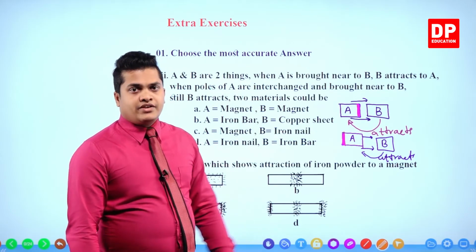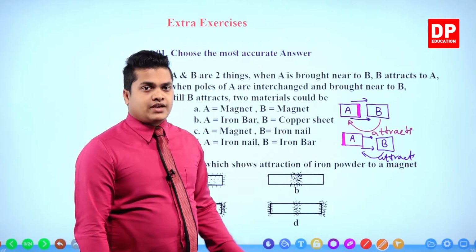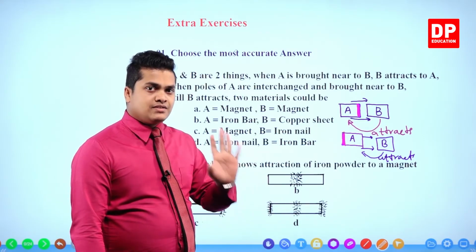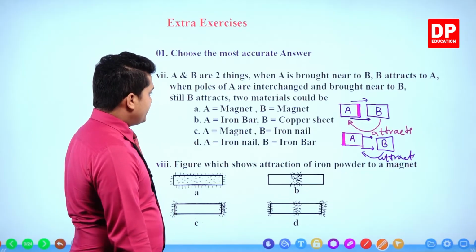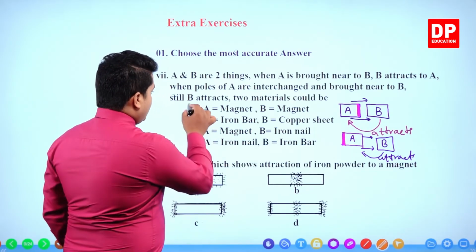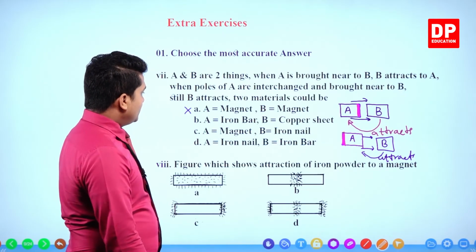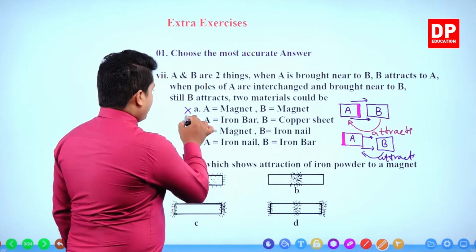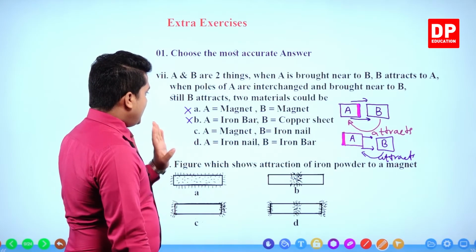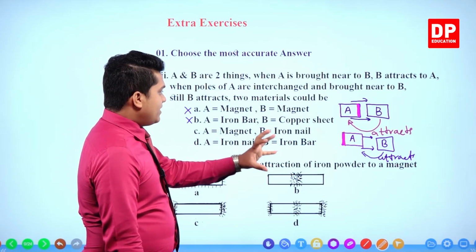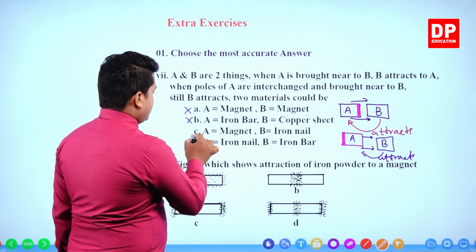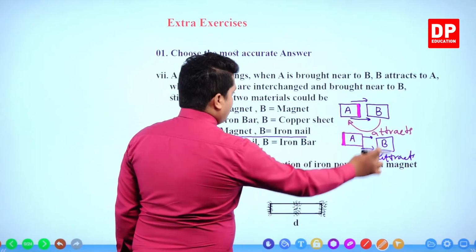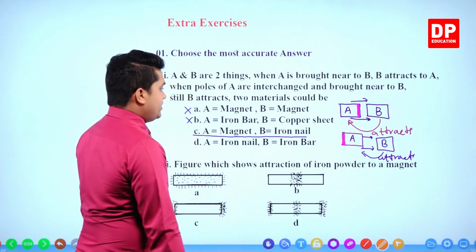A definitely should be a magnet. Otherwise, it can't attract those magnetic materials. So, A is a magnet and B is a magnetic material. We'll select the answer. A magnet, B magnet: incorrect. A iron bar, B copper sheet: incorrect. A magnet, B iron nail: absolutely, this is our answer.